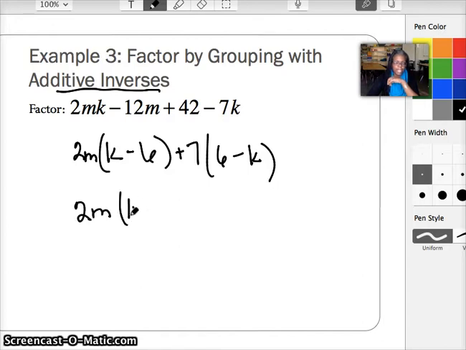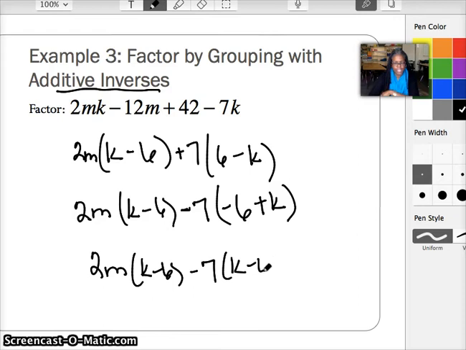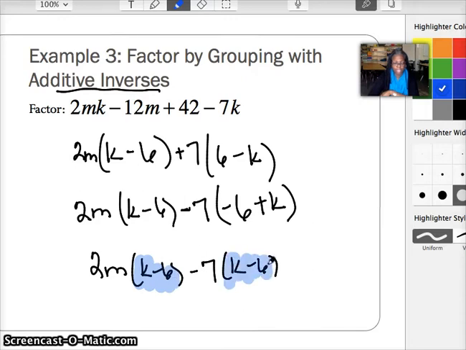So 2m times k minus 6. I wonder what would have happened if I factored out a -7. If I factored out a -7, I would have ended up with a -6 and a positive k. All right, take a moment to look at that. And then now, 2m times k minus 6 minus 7 times, I can rewrite this as k minus 6 as well. And voila, I get exactly what it is I want. I get a common factor out of two larger terms. So what I've done is I've basically said with the 4 terms, right?